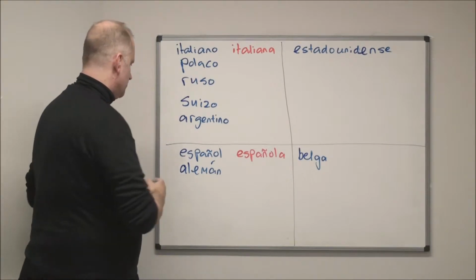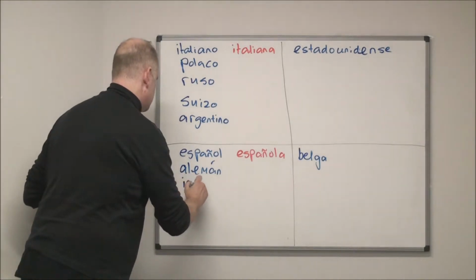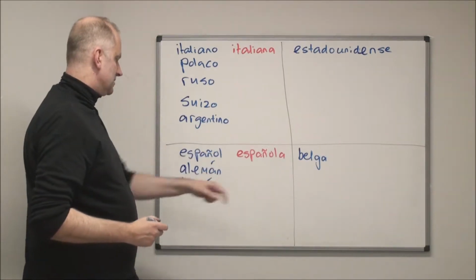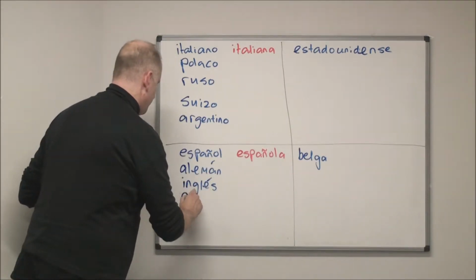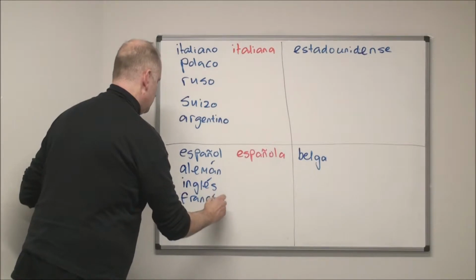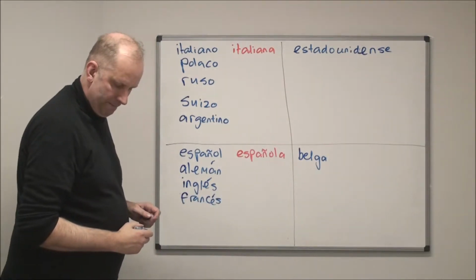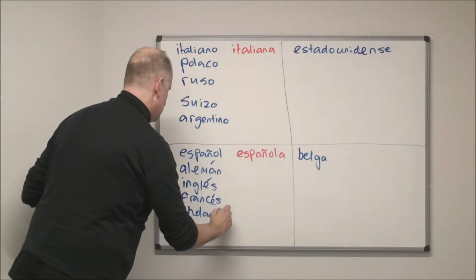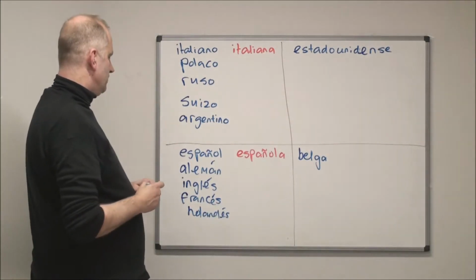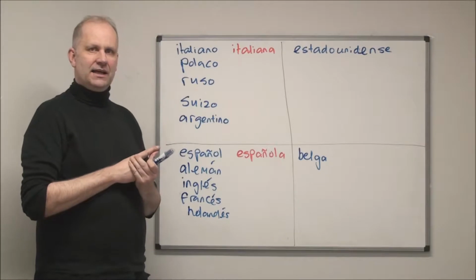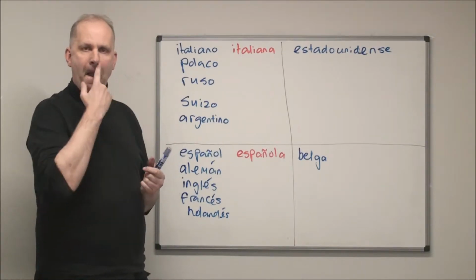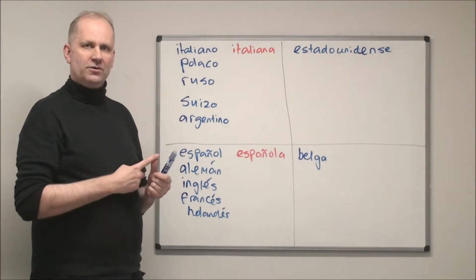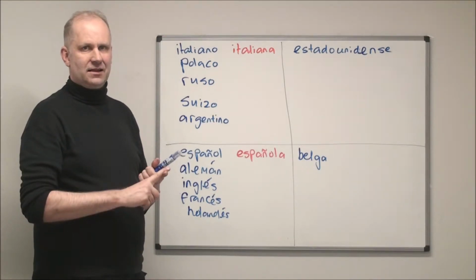You've also got lots of ones which end in S. An example of that would be Inglés, Inglesa, French, Francés, Francesa, Holandés, Holandesa. Also you've got Irish, Irlandés, Irlandesa, Scottish, Escocés, Escocesa, Welsh, Galés, Galesa.